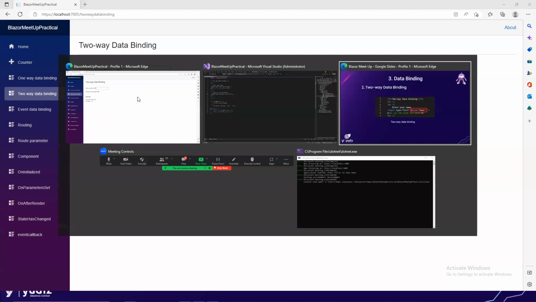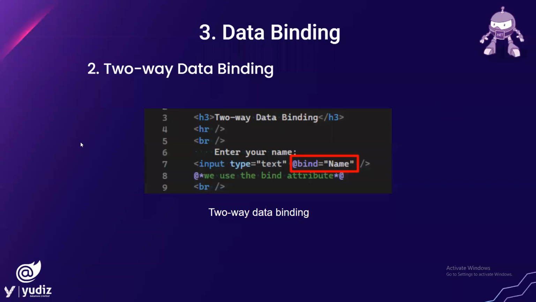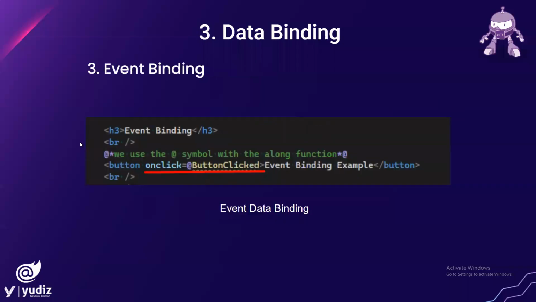Okay. Now let's go ahead. The solution is event binding. We can use the event keyword and we can use the event type in the view part. It's called event data binding. Here we have a snippet. In this snippet, we have an event type onclick with a function. We use the at symbol with the function name. It's called event data binding.